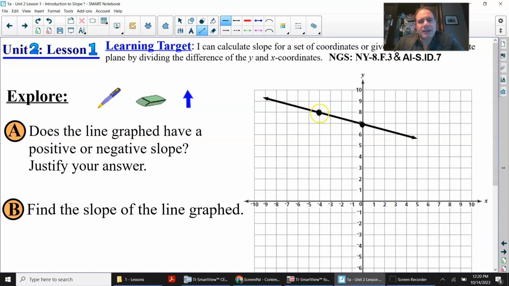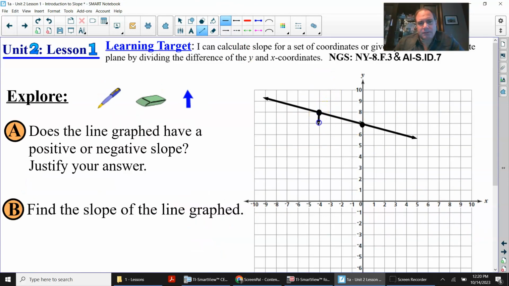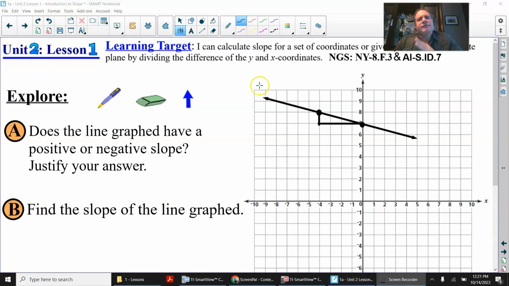Taking a look at this again, I'm going to go down and to the right. Right off the bat, I know that this has a negative slope because it goes down from left to right. That's nice, it just changed colors. A negative slope goes down from left to right.